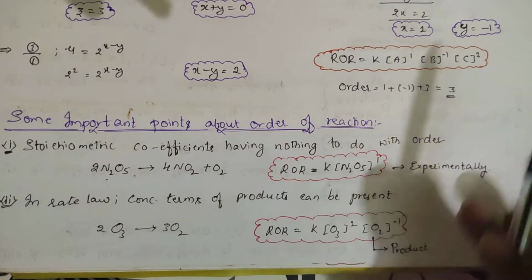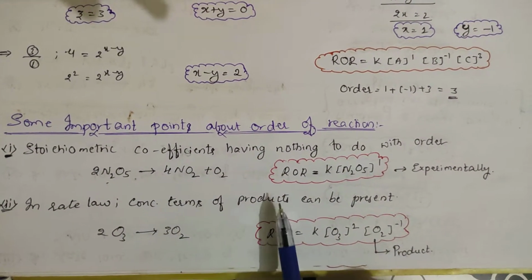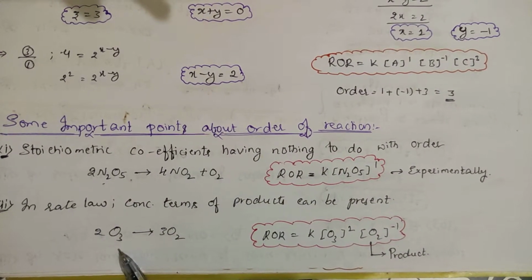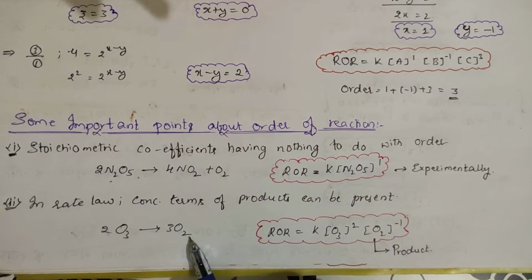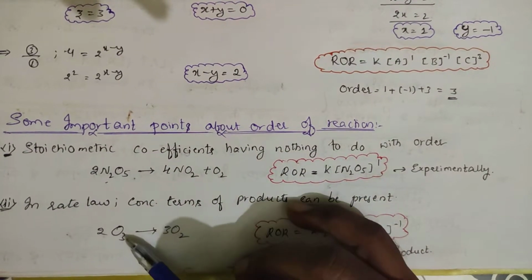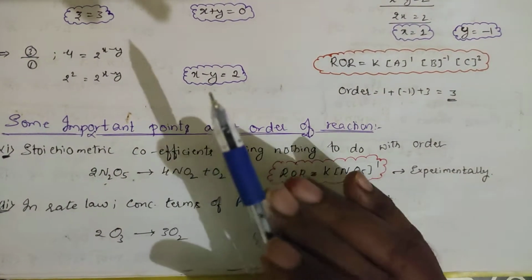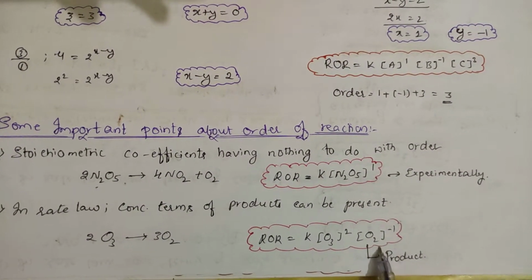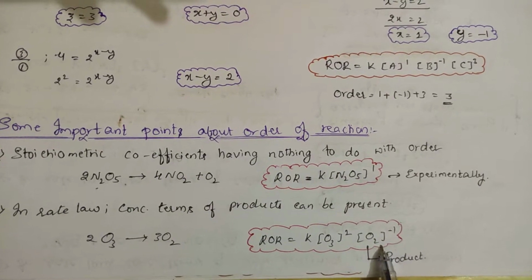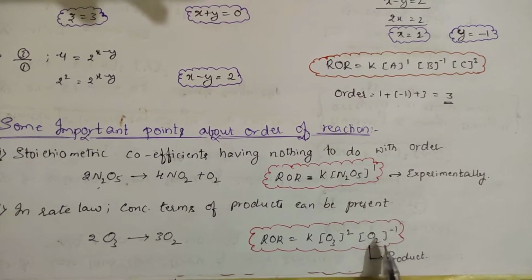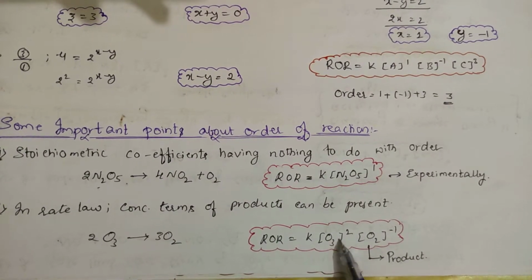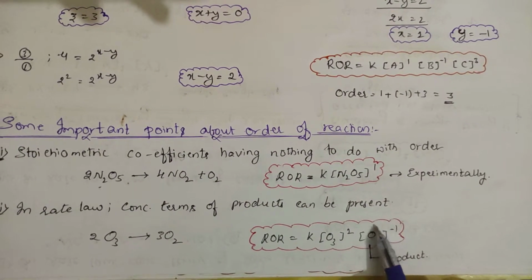Right. Second one. In the rate law, concentration terms of the products can be present. Suppose you take the reaction of O3, ozone forming oxygen. So generally what will we write? Rate of reaction will be concentration of [O3] whole power x. Something we will write like that. There is a condition where you can get product. These things we will learn at the end of the chapter. There you will get [O2] whole power minus 1. This means in the rate of the reaction, not only the reactant, the product may also be present.